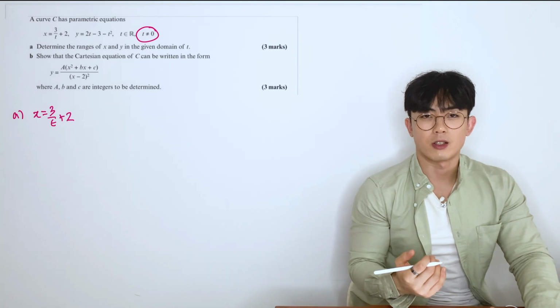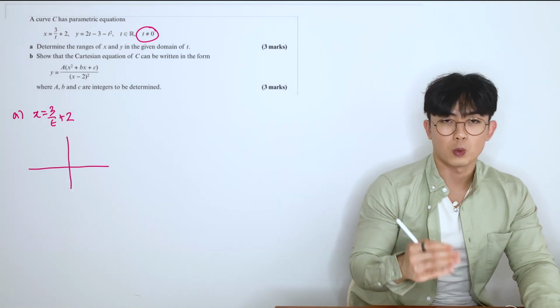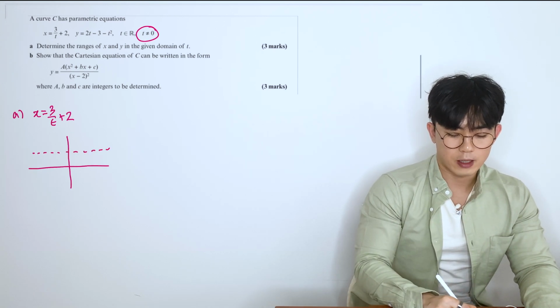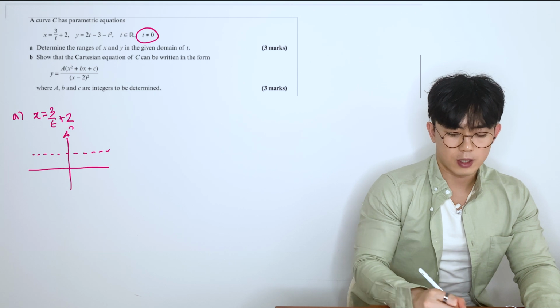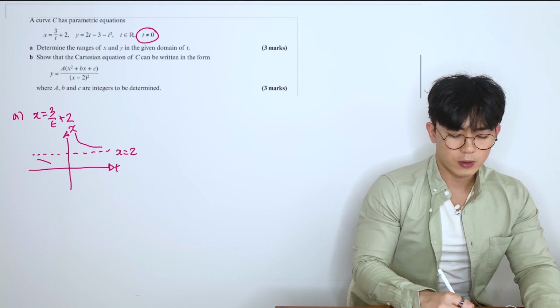It's like a 1 over t graph, right? Or 1 over x graph. And then we're adding 2, meaning that all the y values we move up by 2. So in this case, we have the x-axis, and then we have the t-axis, and this will be when x is 2, and the graph will look something like this.